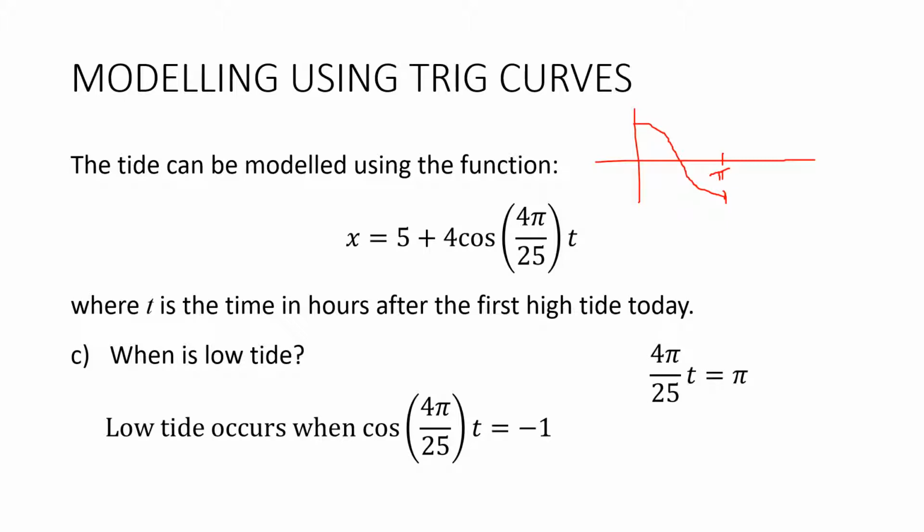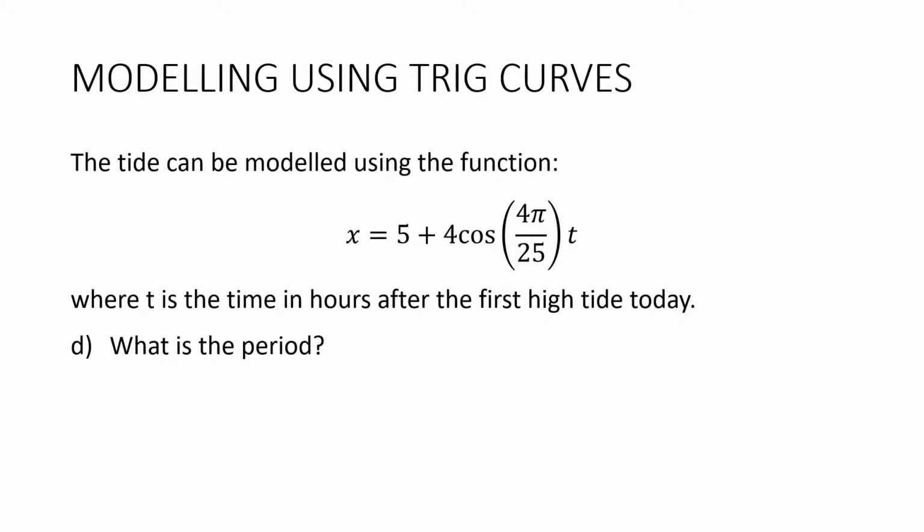So that means that all of this is going to be equal to pi. And now just take these over the other side. 25 comes up the top, 4 pi goes down. And when you sort that out, cancel the pi's, you get 6.25 hours. So it's going to be 6.25 hours after the first high tide, which we don't know when it is. So that's the answer.